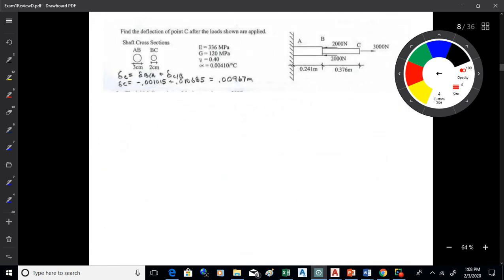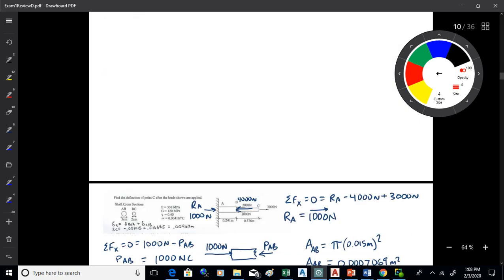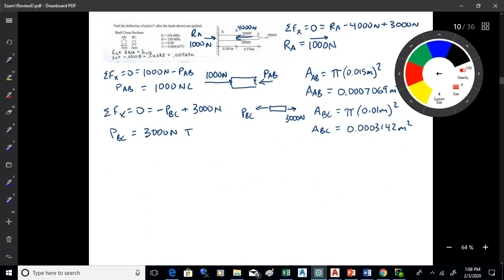All right, this next one, find the deflection of point C after the load shown or applied. So we have the length of AB, the length of BC. We want to find how far point C moves after the load shown or applied. So what you got to do on this is, I would probably find the reaction first at the wall.